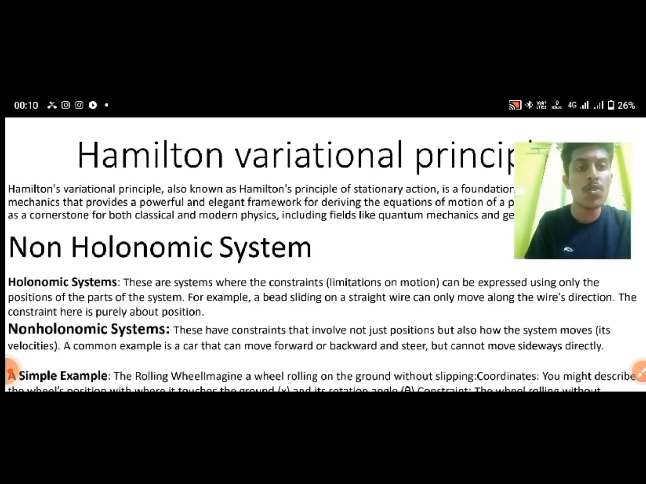But in the case of a non-holonomic system, the constraint not only involves position and time; it also involves velocity and higher derivative forms. A common example is a car moving in the x direction. To change the direction, we have to rotate the steering wheel, and only then will it change direction. Or a simple example is a rolling wheel.